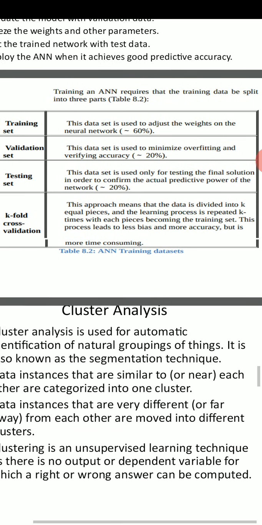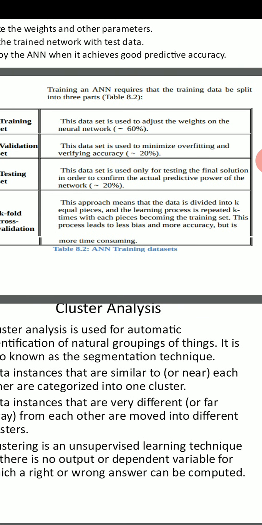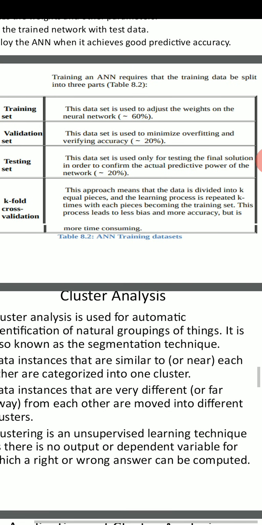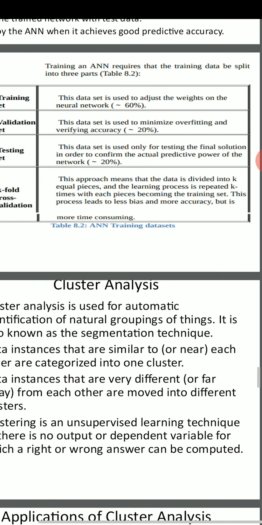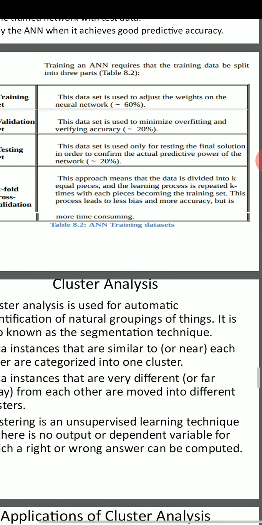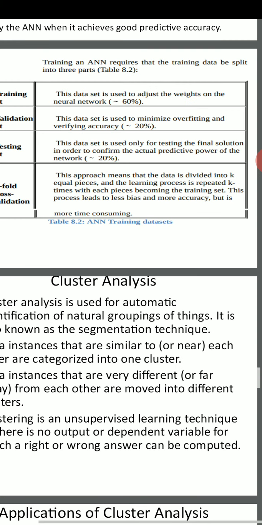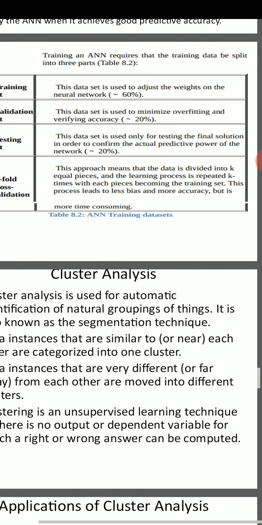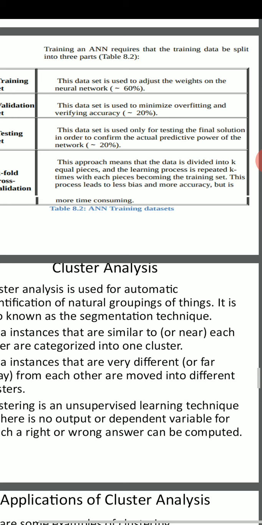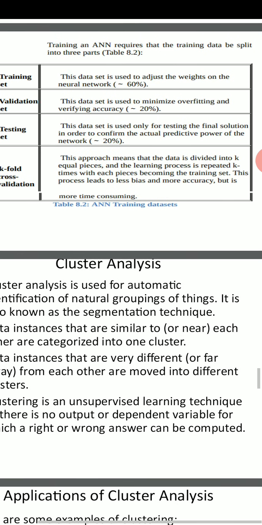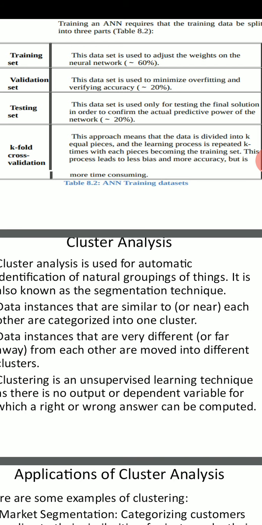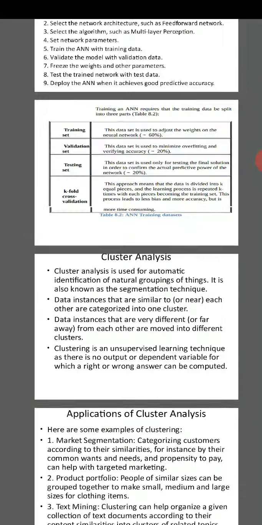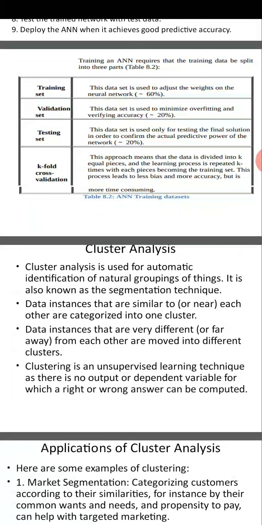K-fold cross validation: in this approach the data is divided into k equal pieces and the learning process is repeated k times, with each piece becoming a test set in turn. This process leads to less bias and more accuracy, but is more time consuming. This is about artificial neural network and regression.